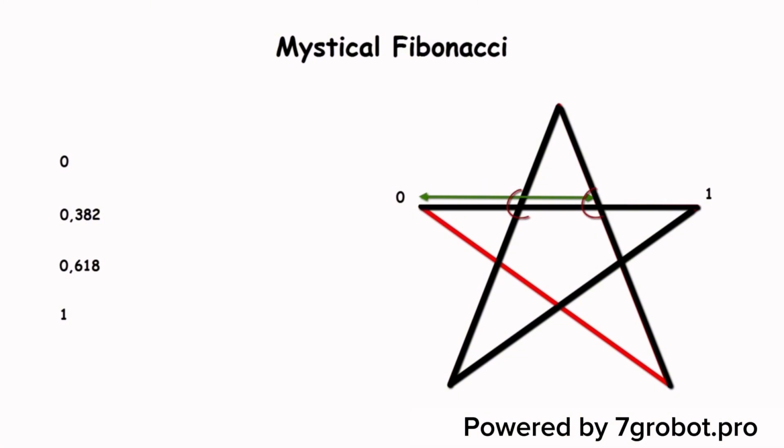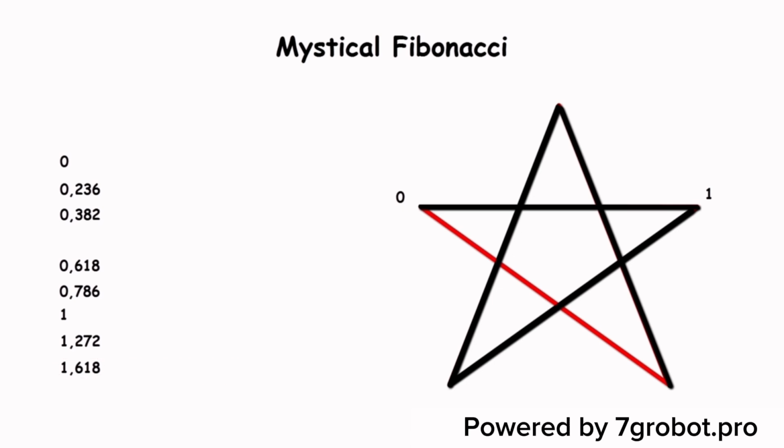The distance between these two ratios is 0.236, or you can say it will always be 23.6% of the total length of the line. The square root of the number 0.618 is 0.786, the reciprocal of 0.618 is 1.618, and this number represents the golden ratio. The square root of 1.618 is 1.27.